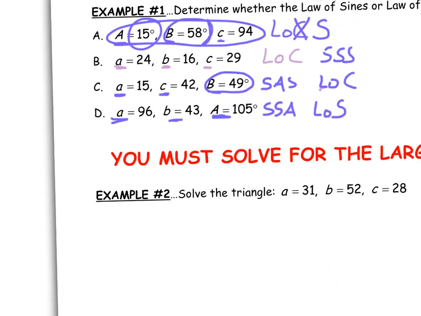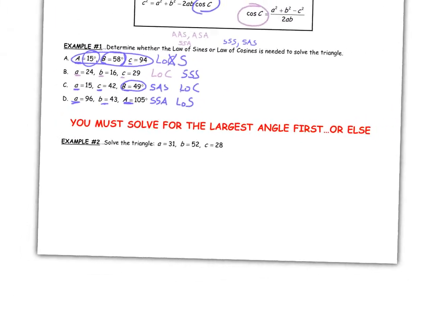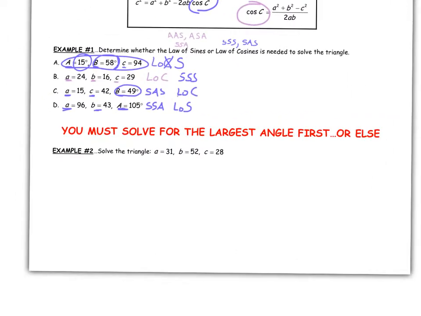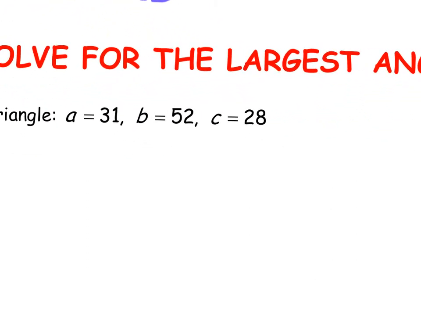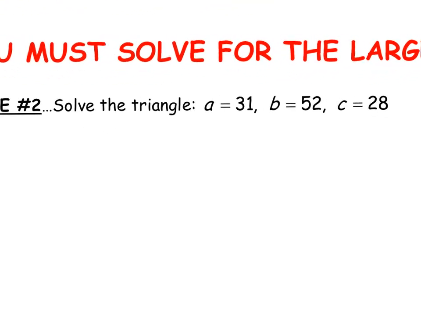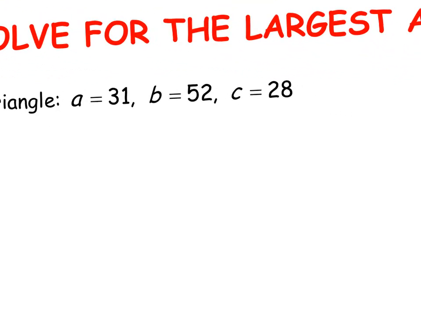All right, so let's go ahead and solve for the situation here. You must solve for the largest angle first, or else you get punched in the neck. All right, how do we know, according to this example, which one's going to be the largest angle? B, side. Good. Largest side. So B is going to be the largest angle.